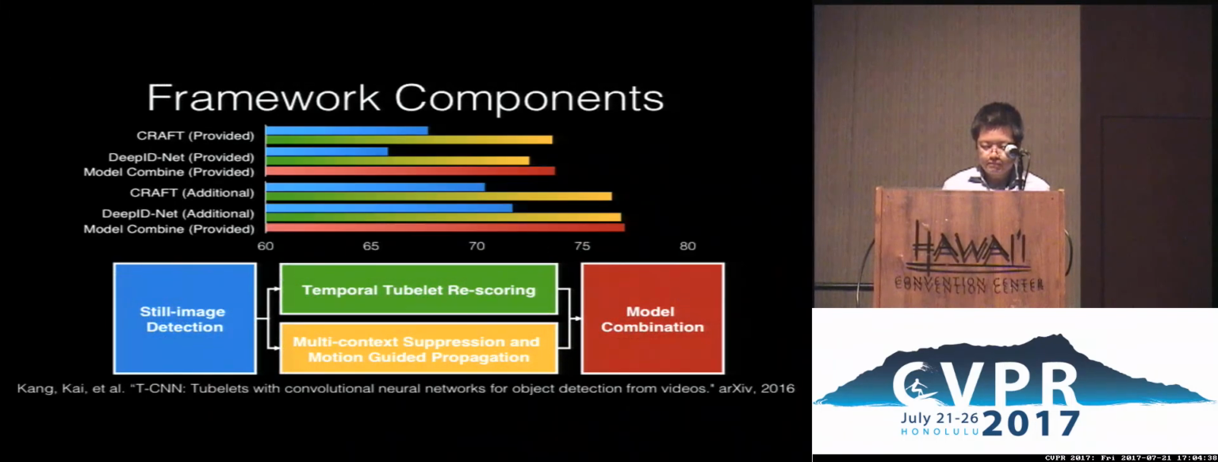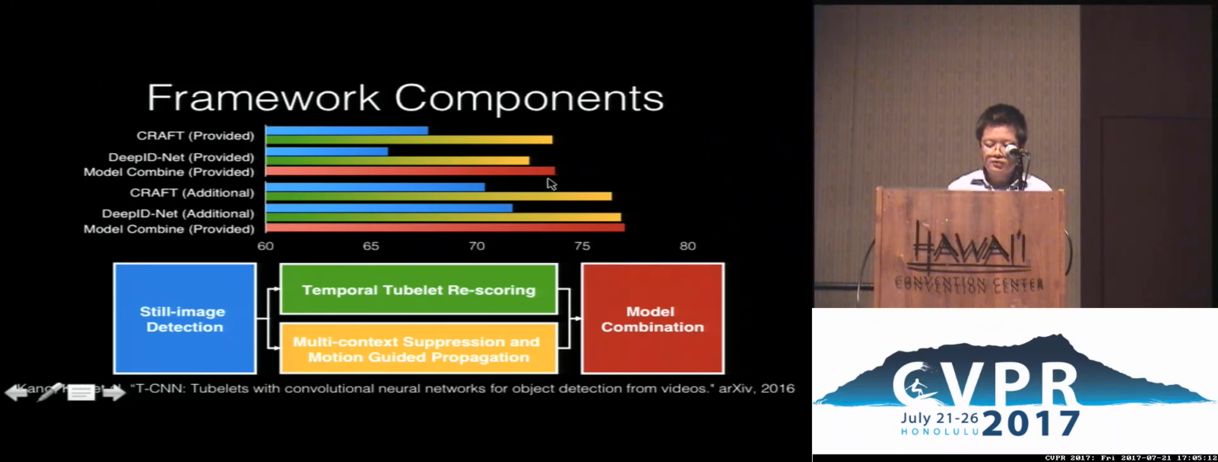And we can see the CRAFT and the DeepID-Net. These are the two baseline still image detectors, and we can show their performance. They are the blue bars, and these just apply these still image detectors on the videos. And this one shows if we try to include these two types of components to make use of temporal information, and you can see that the performance can improve dramatically.